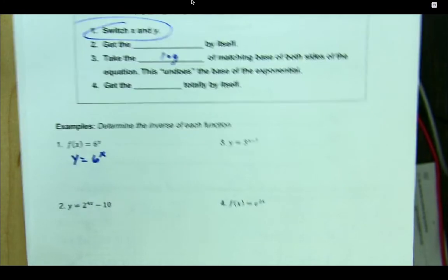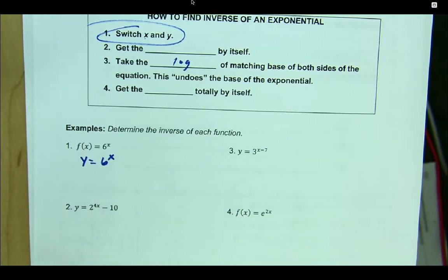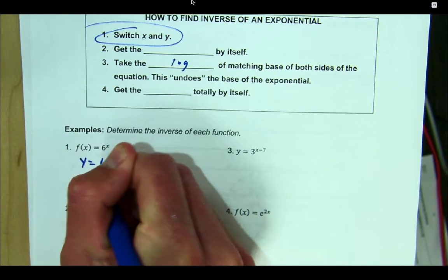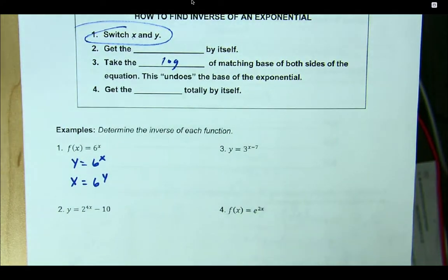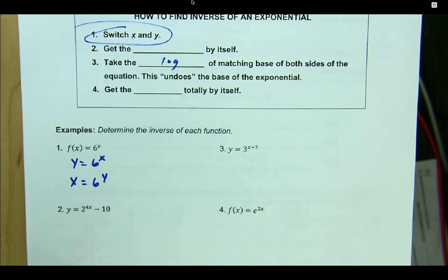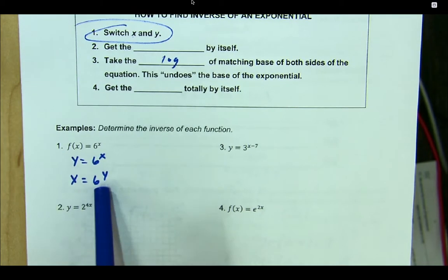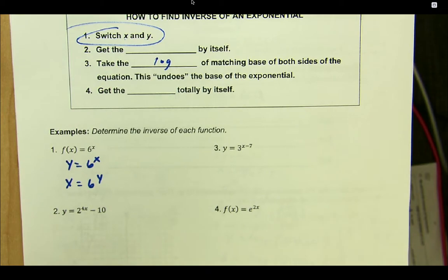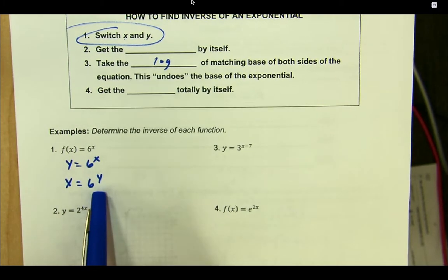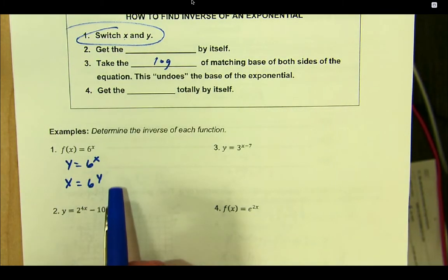Y is equal to 6 to the power of something. Switch x and y back and forth. So you have x is equal to 6 to the power of y. Right. Now, a lot of people just think this is divide by 6 and you're done. But that is not correct. Okay, this is not 6 times y. This is 6 to the power of y.